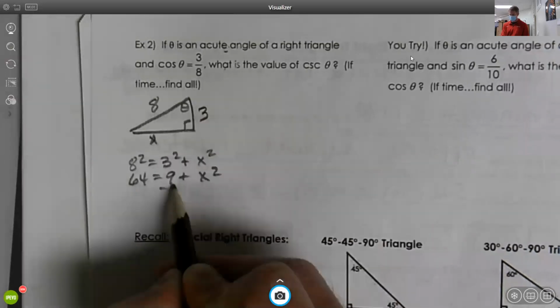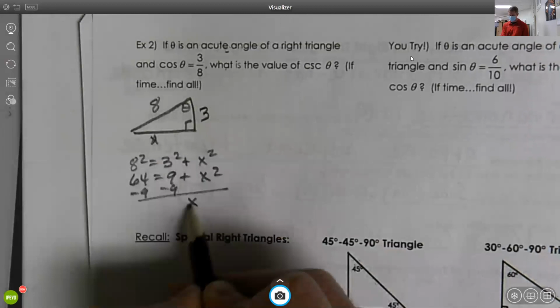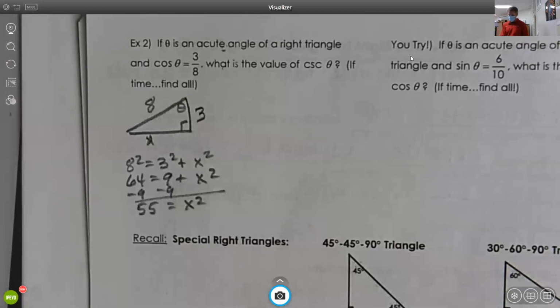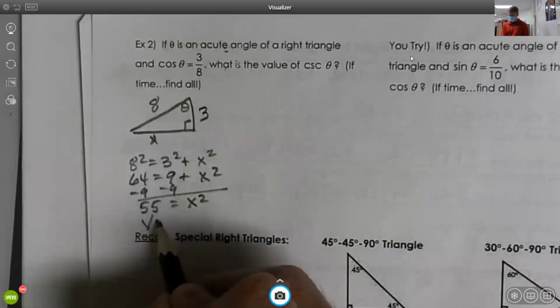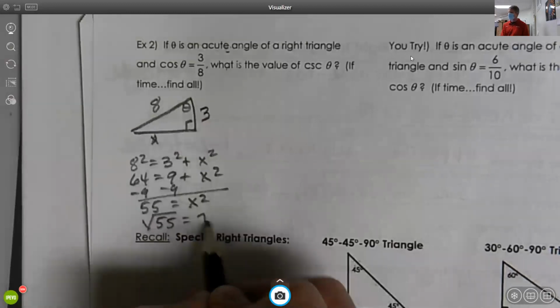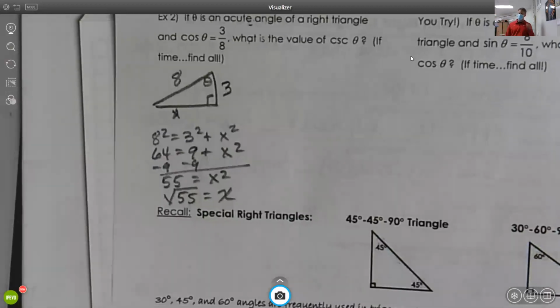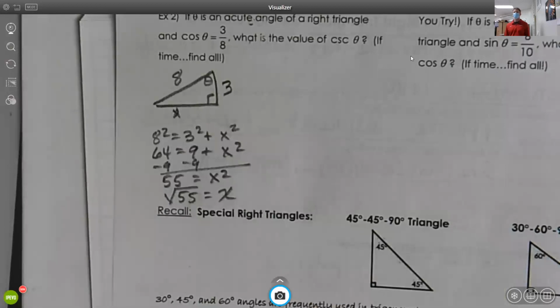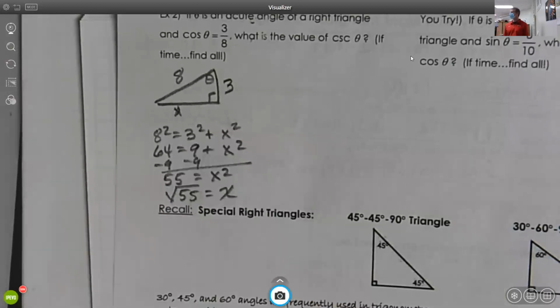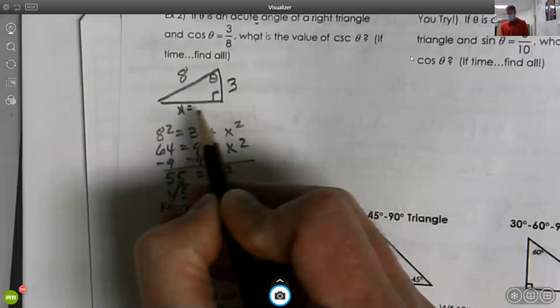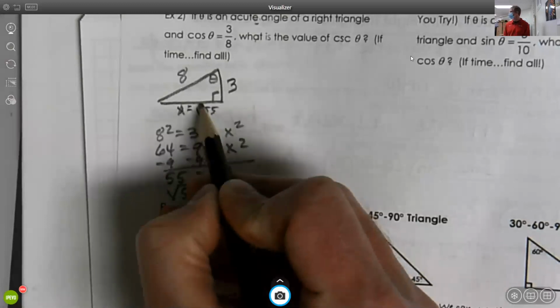When we subtract the 9 to the opposite side, we get 55. Well, that's x squared. So the square root of 55 is just x. And as we think about square root of 55, we think about breaking that apart. That's just 5 times 11. But that's not a pair of numbers, and nothing can be broken down more. So that doesn't reduce any further than square root of 55. So that is our long leg. It's a little bit more than 7 because it's larger than the square root of 49.